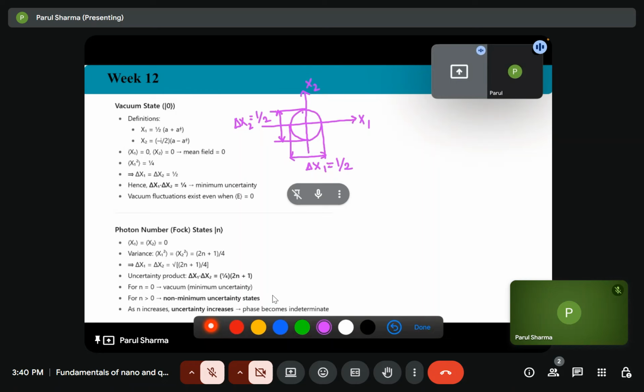Then we want to calculate the expectation value for a vacuum state. Like what is the expectation value? What is the expectation value of x1 for a vacuum state?